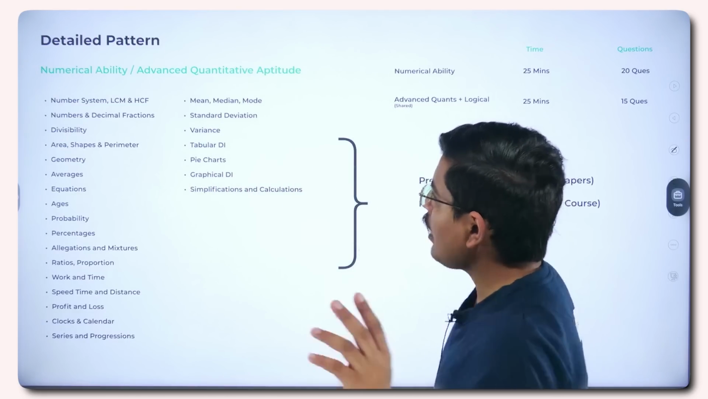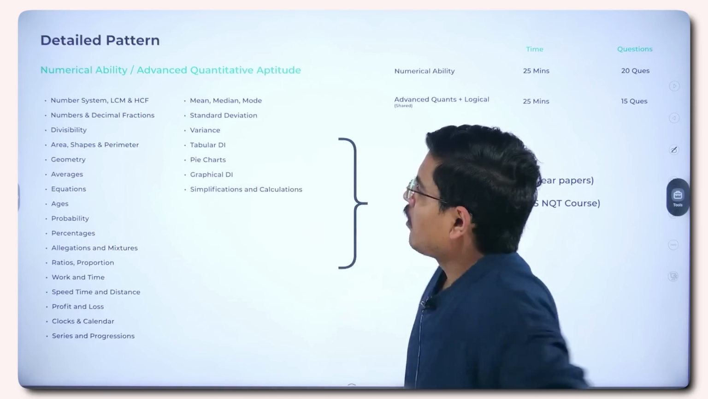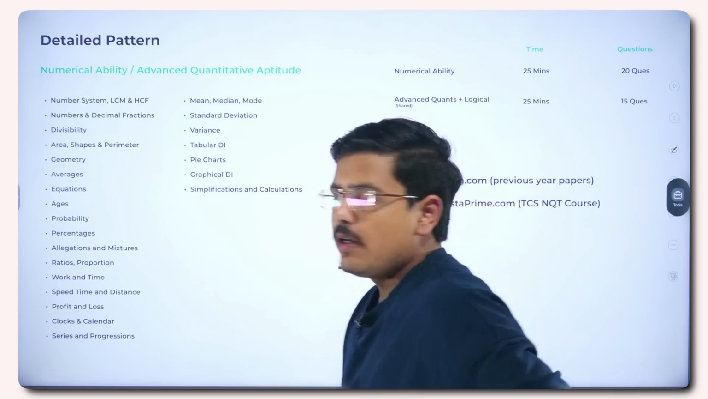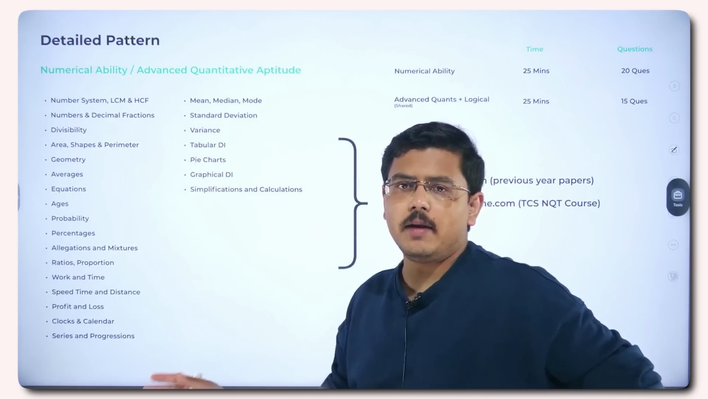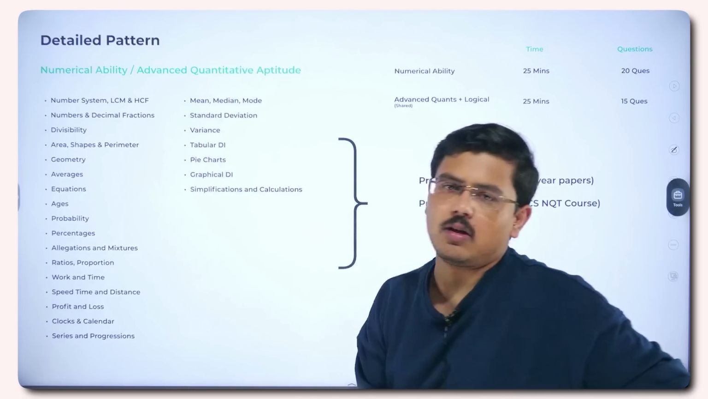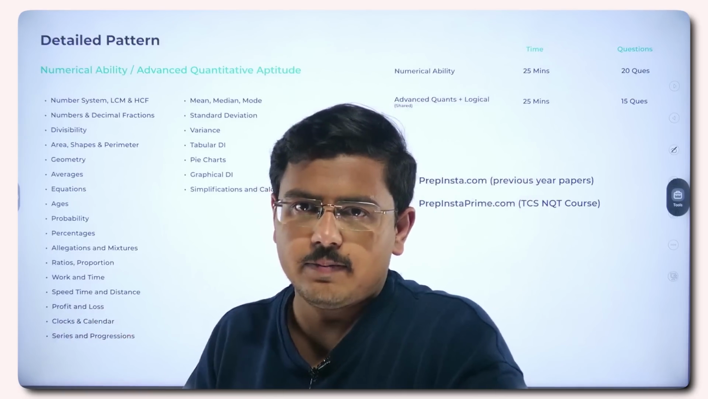These are the particular topics that you have to study for numerical ability. If you have a pen and paper, a register or notebook, go ahead and note these down. Now how to prepare them? How to study? It's simple.